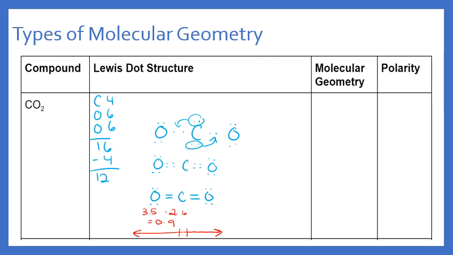So the overall polarity is non-polar. Okay? Because the oxygen pulls on carbon with the same force as the other oxygen pulls on carbon. All right, it's 0.9 pulling in one direction and 0.9 pulling in the other direction. Same force, they cancel each other out. The molecular geometry is called linear. This is in a straight line. So when you see this shape, this is the linear shape. Okay? Good, let's move on.